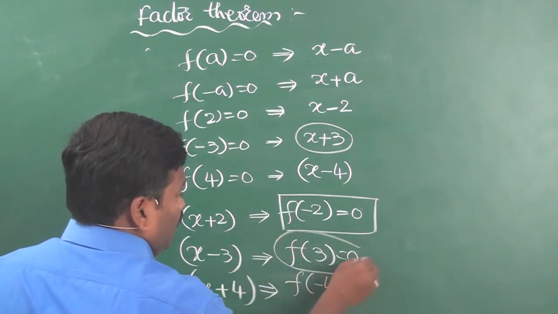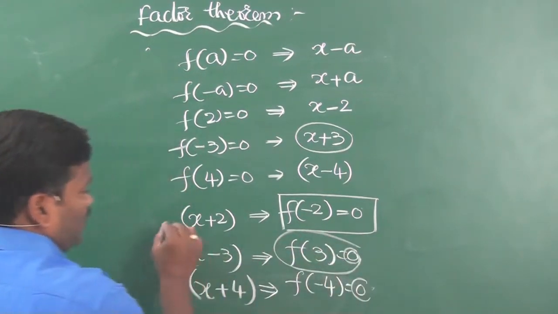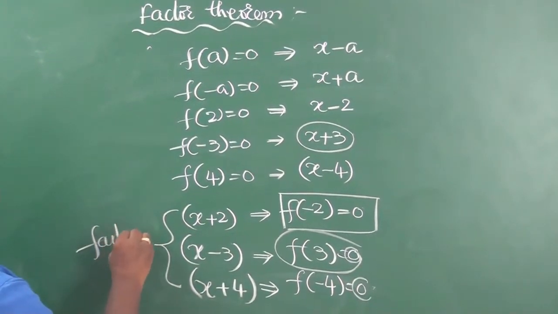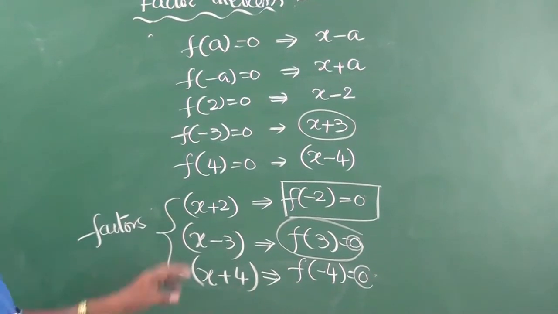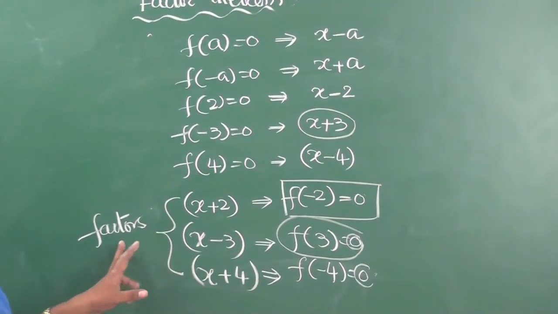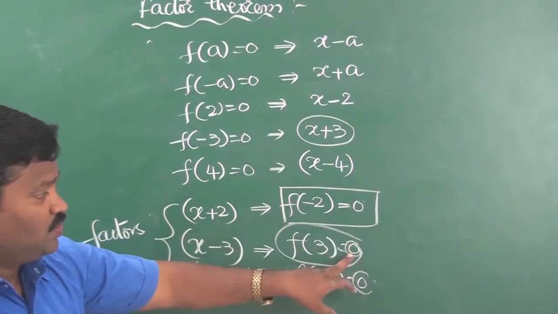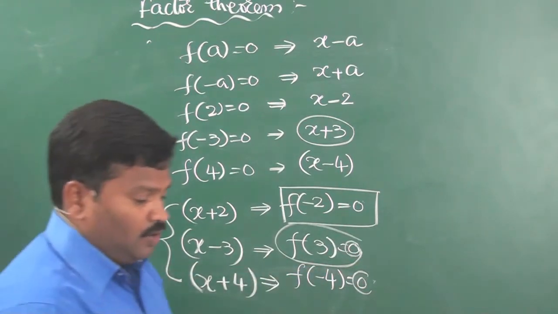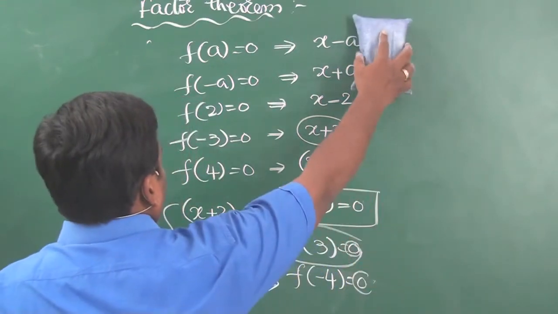When should we keep it equal to zero? When these divisors are factors. If the divisors are factors, then the remainders are equal to zero. Is it clear? Now we'll do one problem based on this concept.